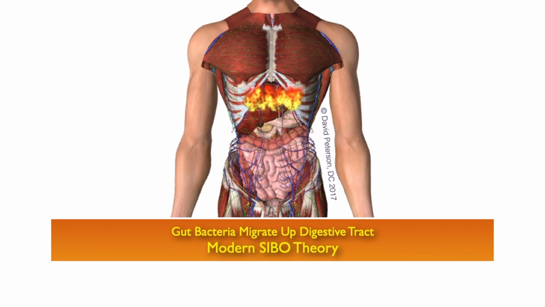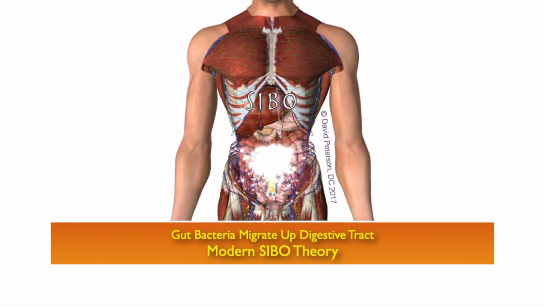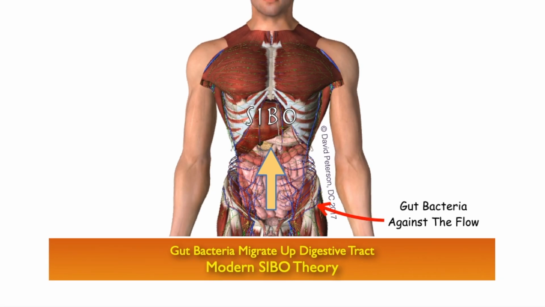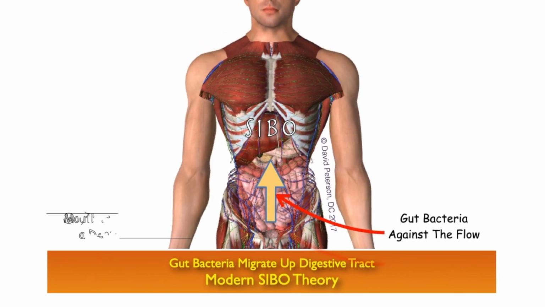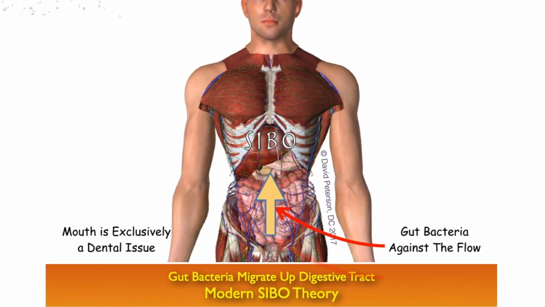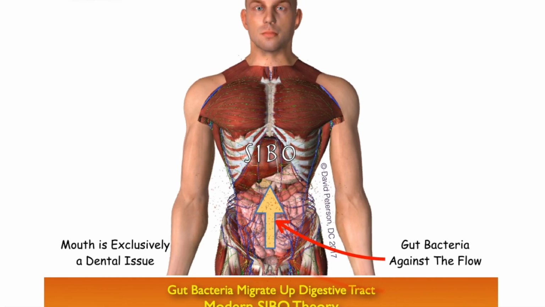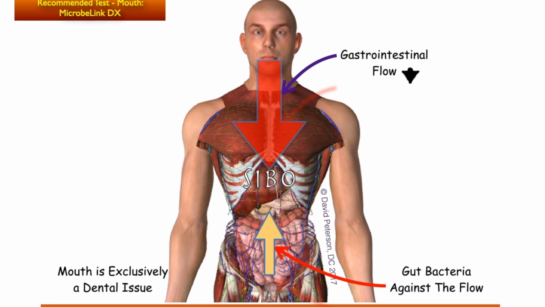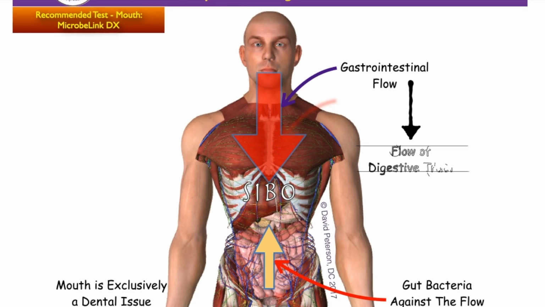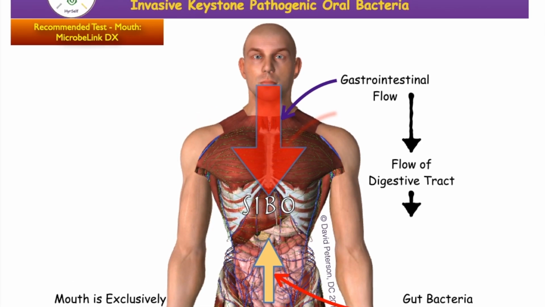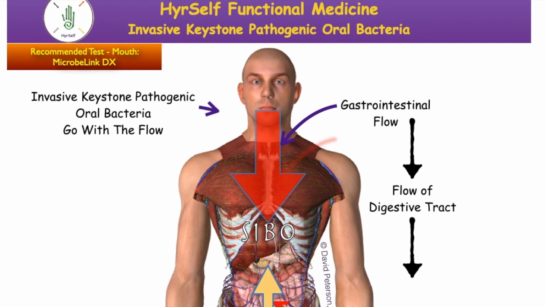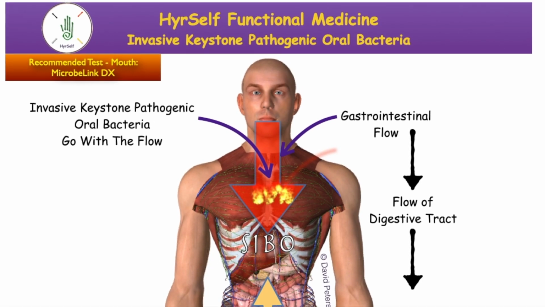Why are you using the SIBO breath test for your gut health? The SIBO breath test does measure bacterial metabolic products, specifically hydrogen and methane gases. These gases are produced by bacteria in the small intestine. Certain bacteria are beneficial, but which ones are harmful? Approximately 89% of SIBO-related bacteria are invasive, keystone, pathogenic, oral bacteria, traveling with the gastrointestinal flow.